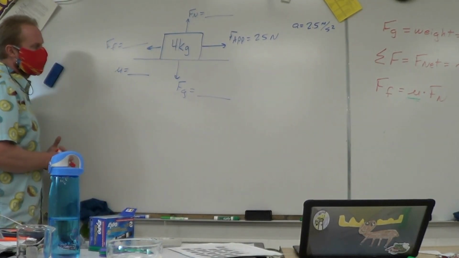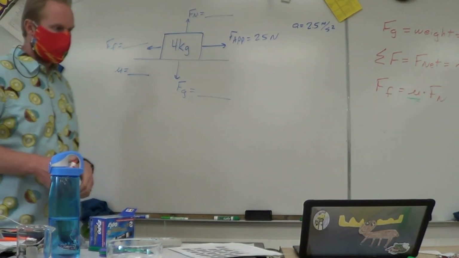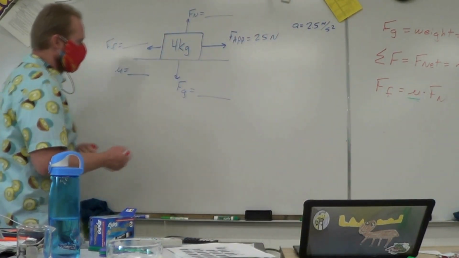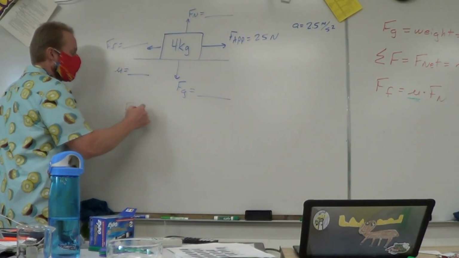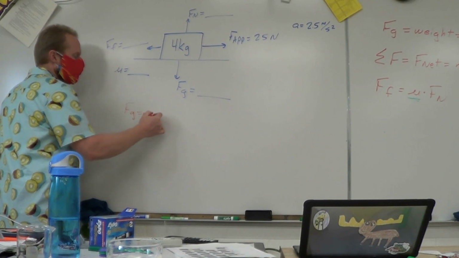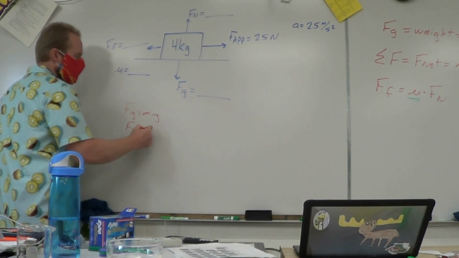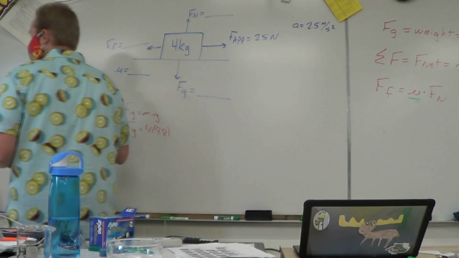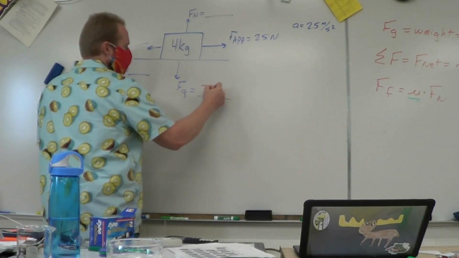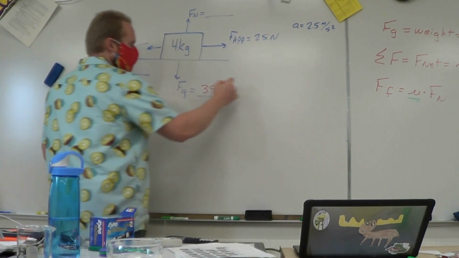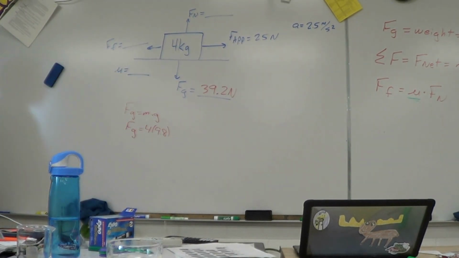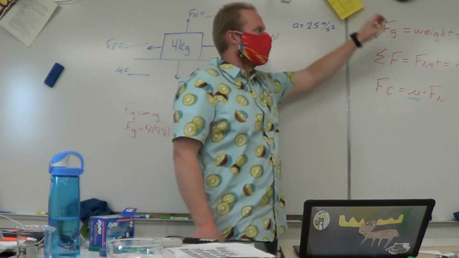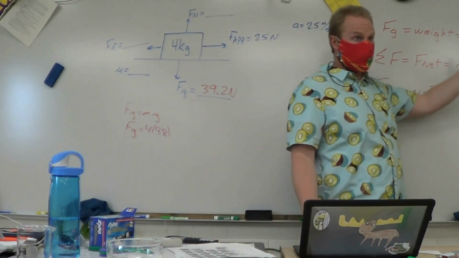Where's probably the best place to start? F_G. And how do we calculate F_G? Mass times gravitational acceleration, which on Earth is 9.8. So this is 4 times 9.8. My force of gravity is going to be 39.2. That's a calculation we can do because we have its own special formula and we know enough information to use that special formula.